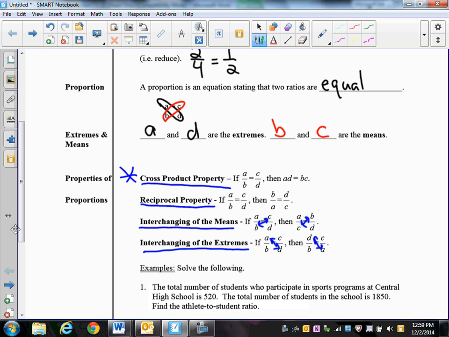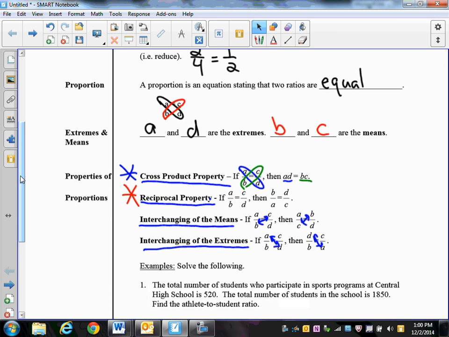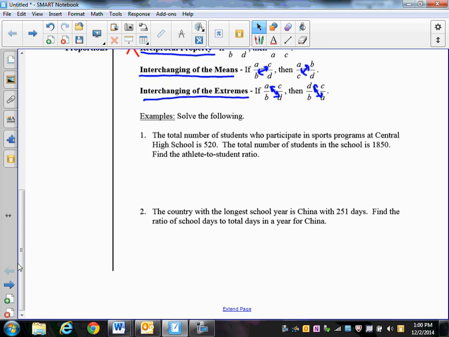You should remember the cross product property. That's where we just multiply. So that's where I get AD from, and whenever I multiply B and C, that's where we get BC from. The reciprocal property is just where we flip them. Remember, a reciprocal is a flipped fraction. Let's take a look at a couple of examples with proportions.